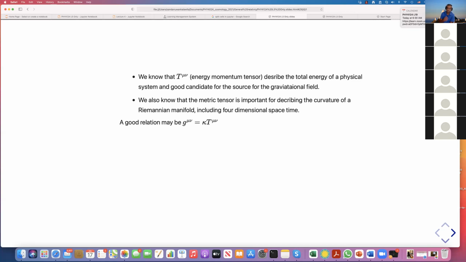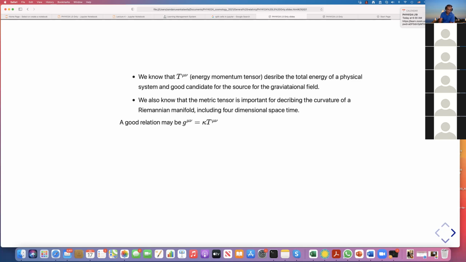So on the left-hand side, you have the metric tensor, which describes the curvature of the space-time. And on the right-hand side, you have a constant, named kappa, and the energy momentum tensor. He thought that maybe the energy momentum tensor is the source of the energy, and that source will curve the space-time, and that curved space-time may be represented by this metric tensor. I mean, there is nothing wrong with thinking about it in that way.